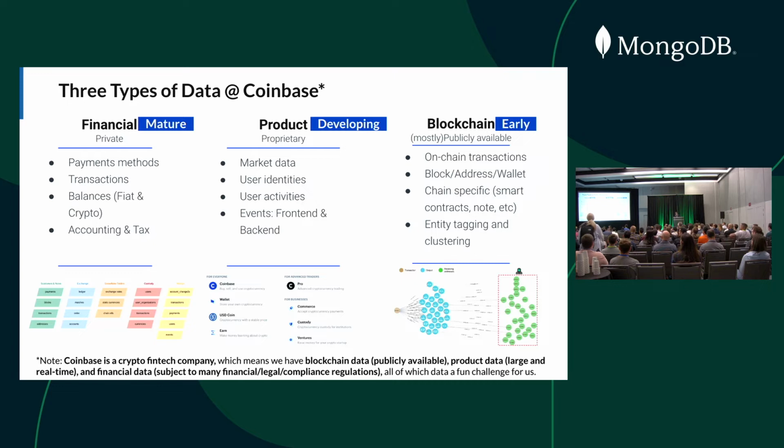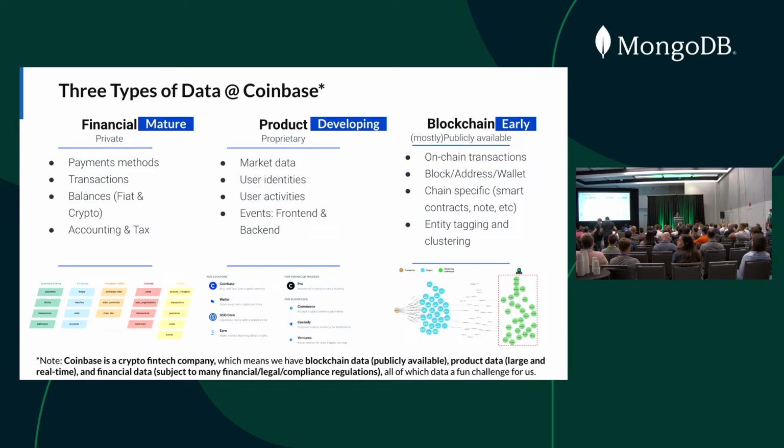So what kind of data are we dealing with here in Coinbase? We know Coinbase is a crypto fintech company. So there are three types of data we are dealing with. The first one is the blockchain data, things like the on-chain transactions, the blocks, the addresses, the wallets. These are all publicly available data.